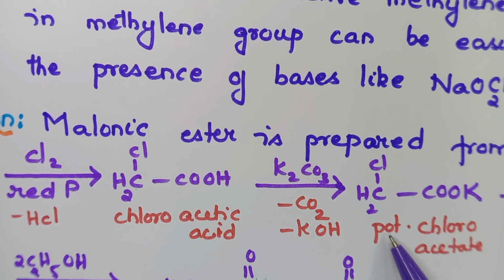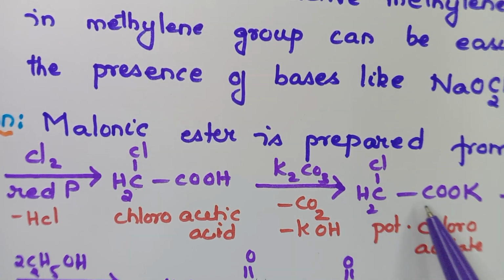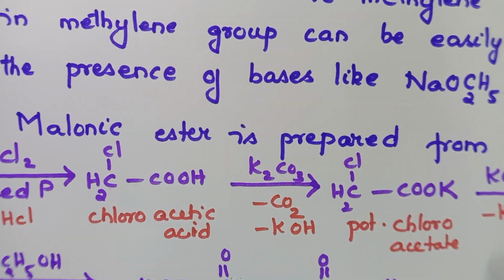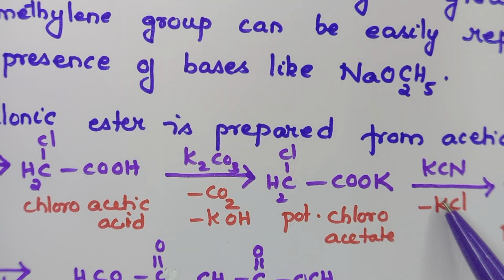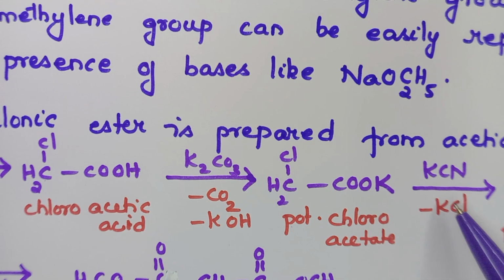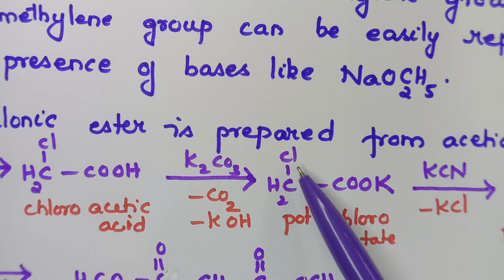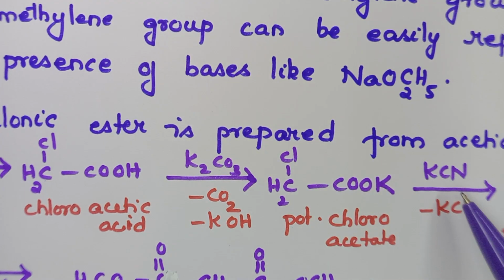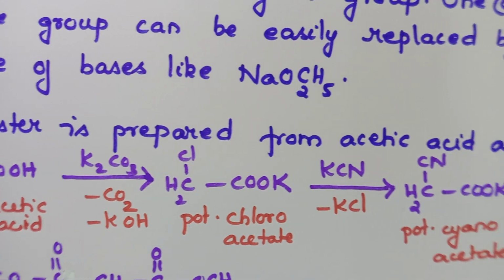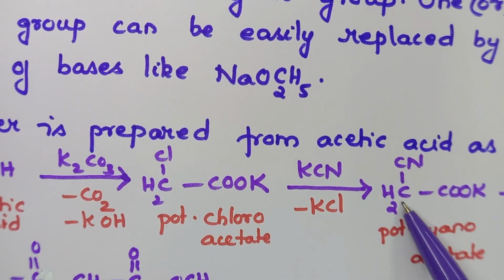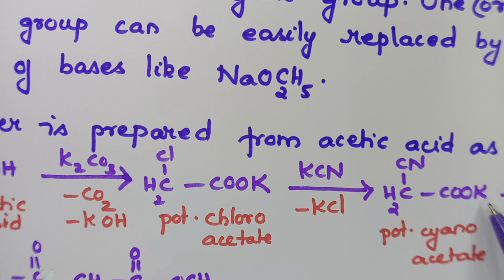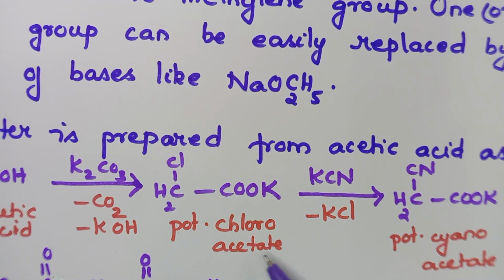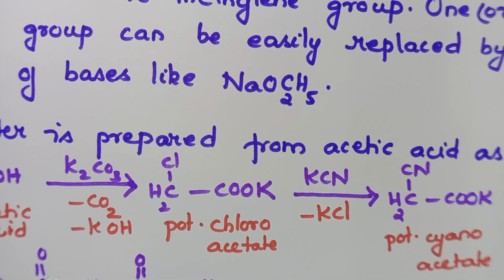What is this called? Potassium chloroacetate. Next, treating this with KCN, potassium cyanide. K and this Cl will come out as KCl, and in the place of Cl, CN will be replaced. So here we get CNCH2COOK. What is this called? Potassium cyanoacetate. Here it is potassium chloroacetate, and here it is potassium cyanoacetate.